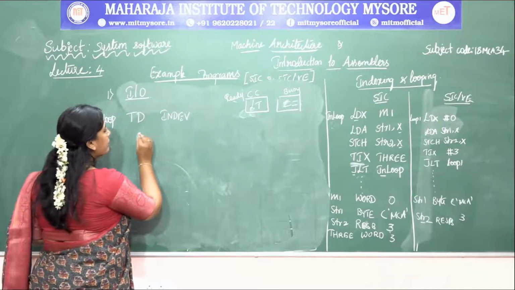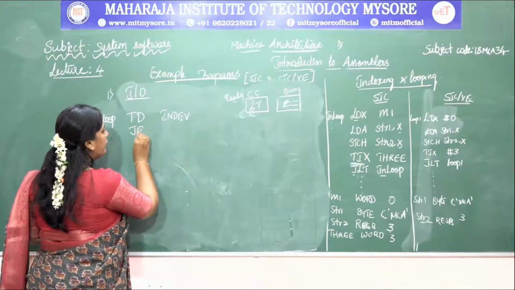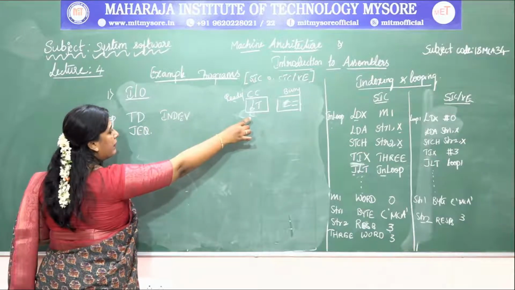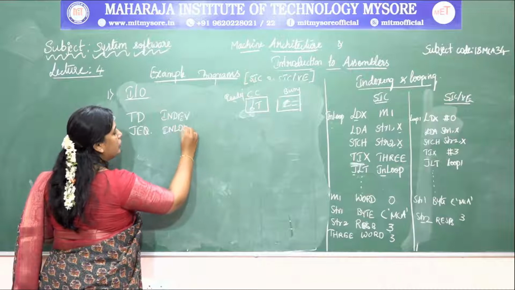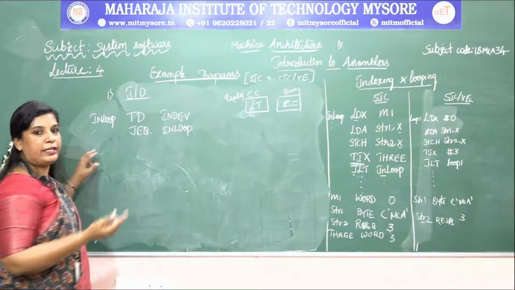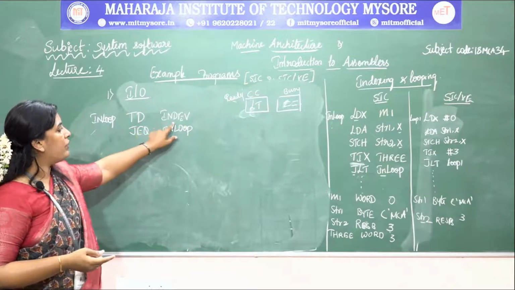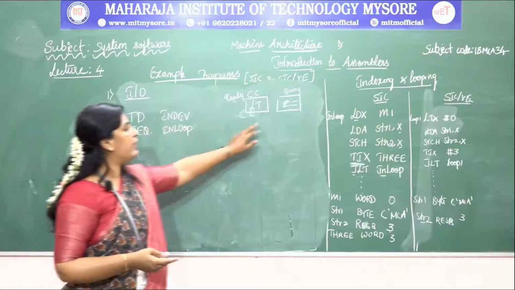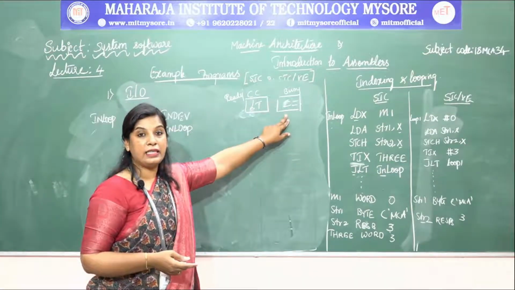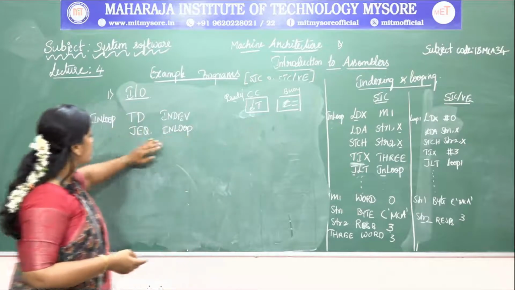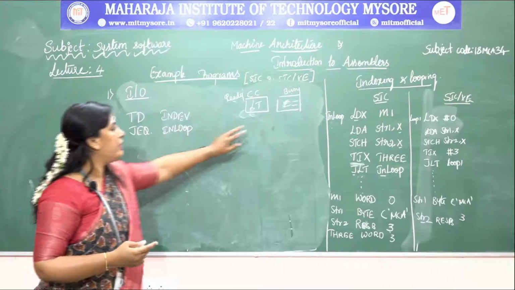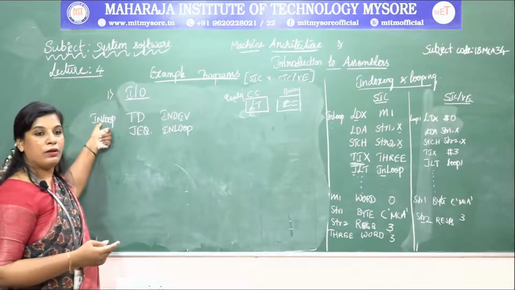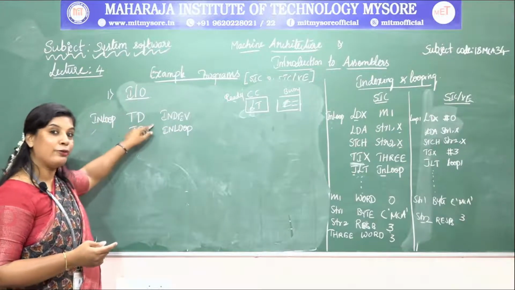So we have to check the conditional code flag bit. If it is equal, it has to jump again to the same instruction to test the device. JEQ means test device, input device. If the input device is ready, it is going to set the conditional code flag bit as equal, and it will jump accordingly. If it is equal, again it goes back to the same instruction.